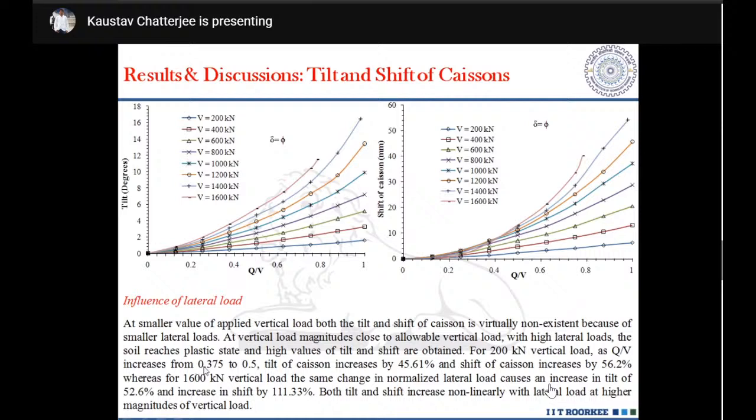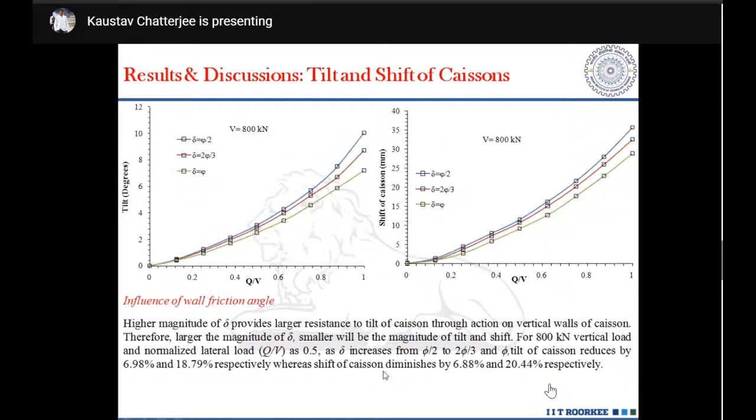The soil reaches a plastic state and high values of tilt and shift are obtained. For a low vertical load, that is 200 kilonewton, as the Q by V increases from 0.375 to 0.5, tilt increases by 45% and shift increases by 56%. Whereas for 1600 kN vertical load and for the same increase of lateral load, tilt increases by 52% and shift by 111%. Both tilt and shift increase non-linearly with lateral load at a higher magnitude. This is what we have seen, because as we have clearly shown over here, the soil reaches the plastic state and high values will be observed.